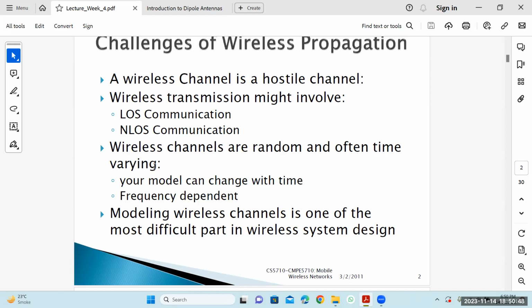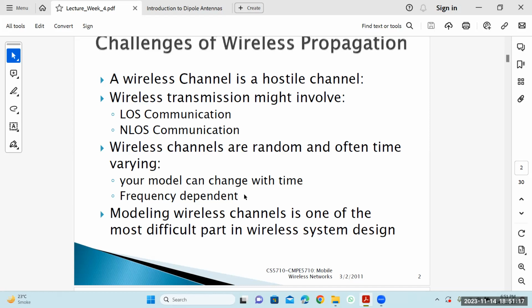So with time, they also change. It's not that they are static in nature, they change with time. Your model can change with time. And also, the channel is frequency dependent. For example, a channel behaves differently at, say, frequency f1, and the same channel may behave differently at, say, frequency f2, and it may behave differently at, say, frequency f3. So wireless channels are random and also frequency dependent. So you need to know these things.